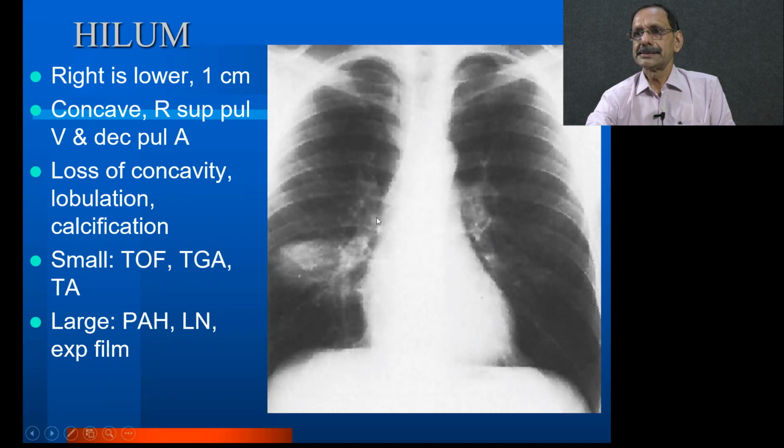Now, what are the conditions where the hilum is very small? All the T's: tetralogy of Fallot, TGA, tricuspid atresia. And when it is large, there is a large pulmonary artery like pulmonary arterial hypertension, a lymph node, or a full expiratory film where it is apparently large.